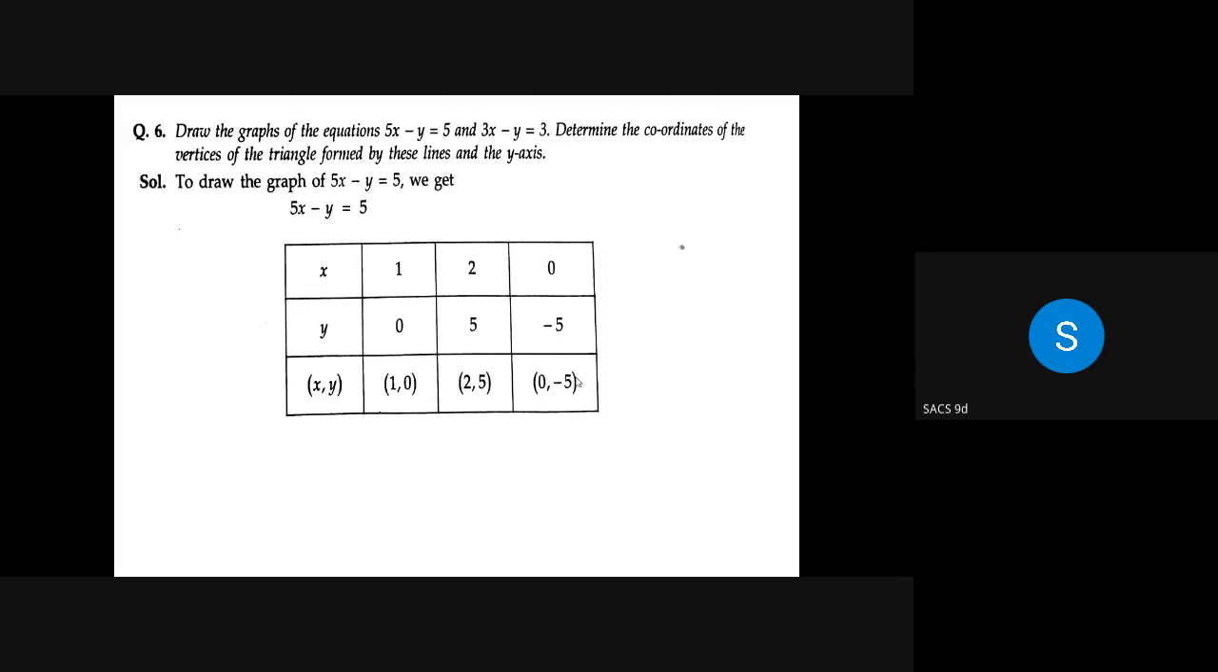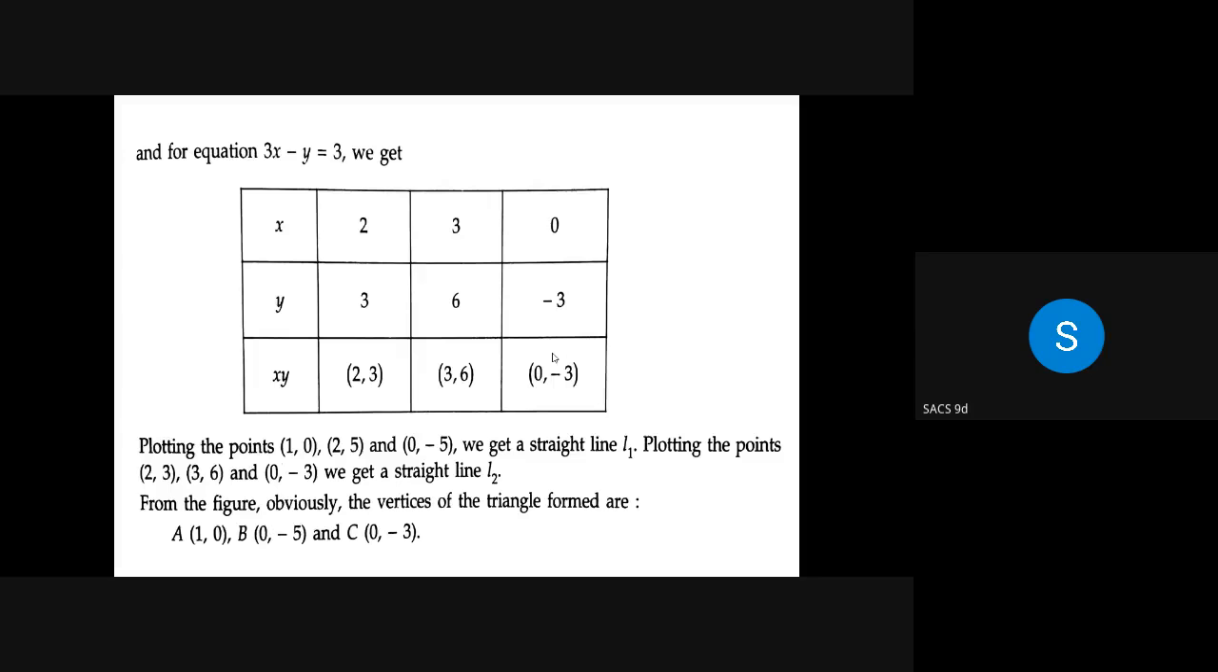So for the first equation, I have selected these coordinates: x equal to 1, y equal to 0, x equal to 2, y equal to 5. And this was already discussed with you in the graphical method, that you will substitute any one value of x here and solve and find the corresponding value of y. That is how I got y equal to 0. When I put x equal to 1 here, 5 and 5 will get cancelled and y will come 0. In the same way I have obtained these 3 values. You can obtain any other coordinates also.